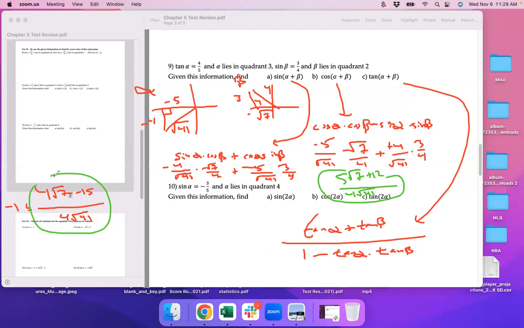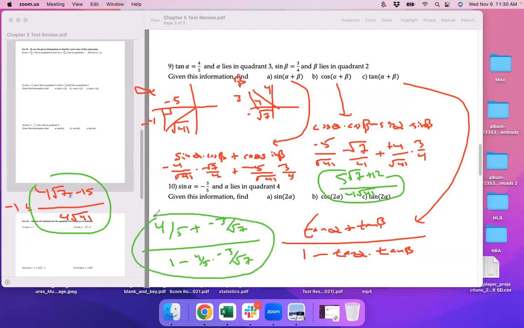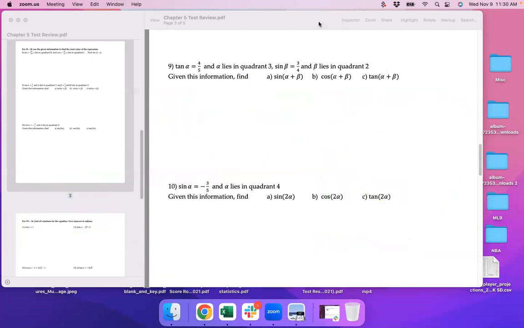Then lastly, for part C, you have tangent alpha plus tangent beta. So you have 4/5 plus -3 over root 7, all over 1 minus 4/5 times -3 over root 7. And I'd probably leave it like that. I probably wouldn't simplify anymore, because you could really go down the rabbit hole if you decide to simplify. Then all of a sudden you rationalize the denominator, you combine the fractions, it gets a little messy after a while, but that's totally good. So it's a lot of just plugging into the formulas.